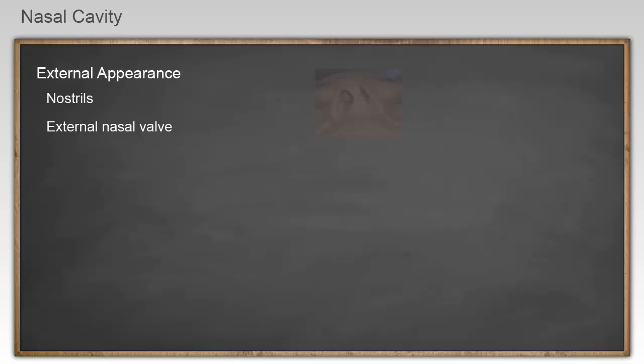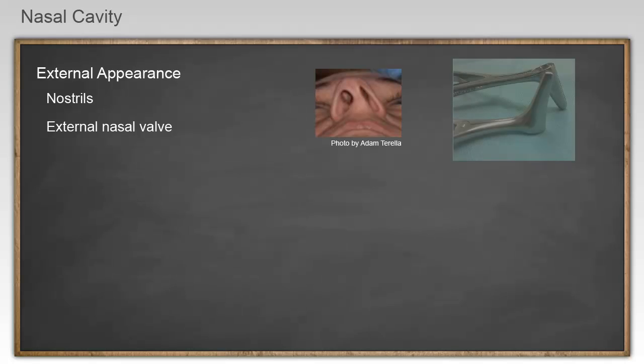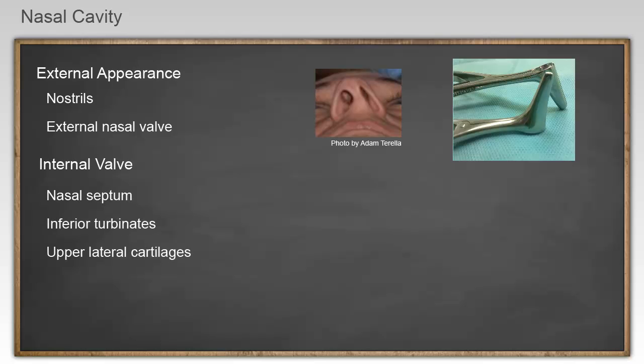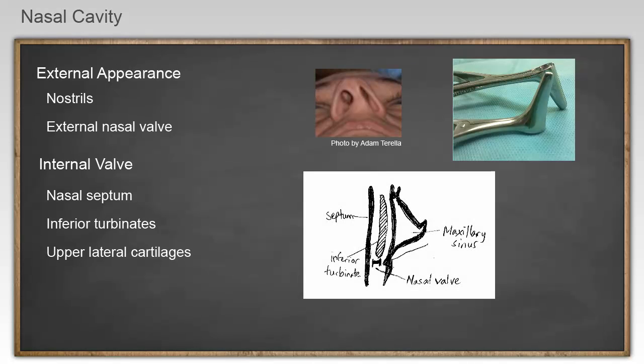As part of a complete head and neck exam, the next important anatomical area to assess is the nasal cavity. The external nasal appearance is examined for asymmetry of the nostrils and collapse of the external nasal valve. A nasal speculum should be used to assess turbinate size, the position of the cartilaginous and bony septum, and presence of obstruction, such as a mass or lesion. The most common site of obstruction in the nose is the internal nasal valve, which is comprised of the nasal septum, the head of the inferior turbinate, and the caudal border of the upper lateral cartilage.